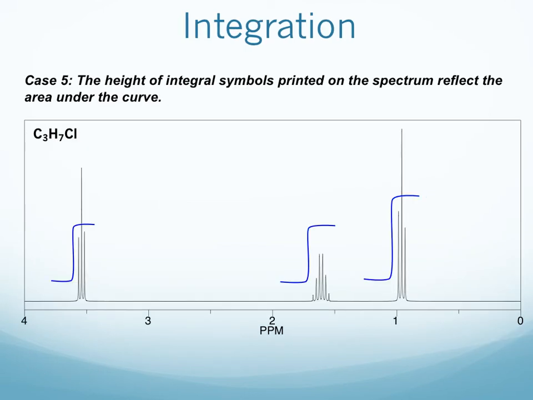This fifth case is becoming increasingly less common, but it's still important to know how to do. You could be given a spectrum where just the integral signals are printed on the spectrum, and from there, you have to figure out the integrations. The way you can do that is by measuring the height of the integrals, because the height represents the area of each signal. So with that, you would use a ruler.